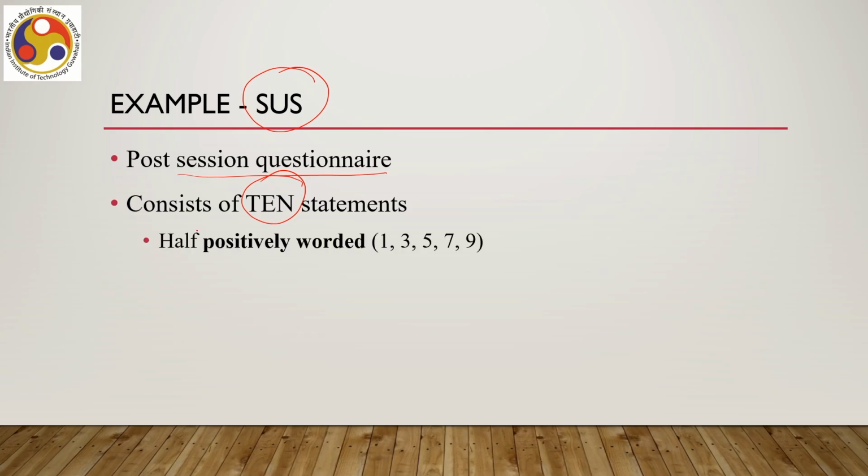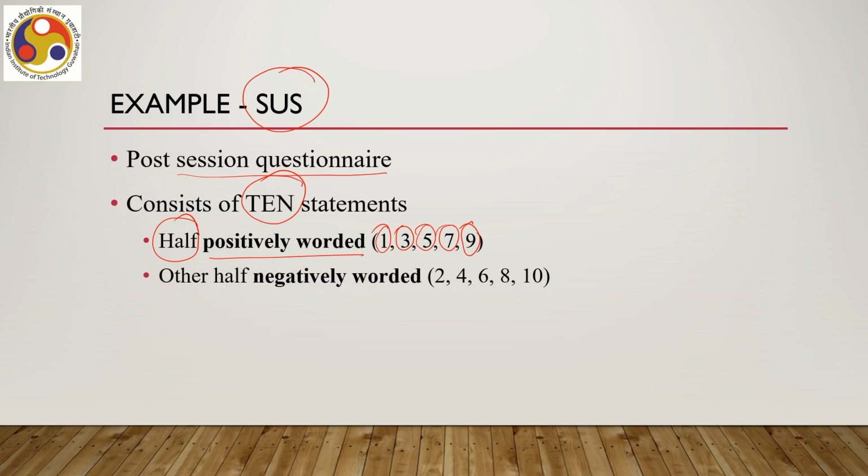Out of these 10, half or 5 statements are positively worded. These are statement numbers 1, 3, 5, 7 and 9, assuming that we have numbered the statements from 1 to 10. So, every alternate statement starting from the first one is a positively worded statement, and the other half is negatively worded, that is 2, 4, 6, 8 and 10.